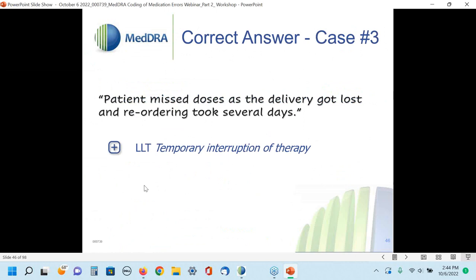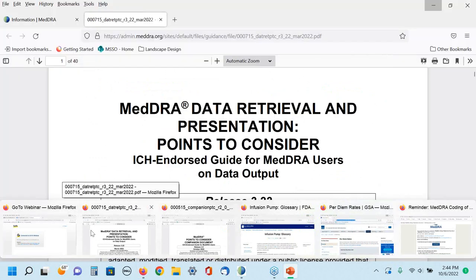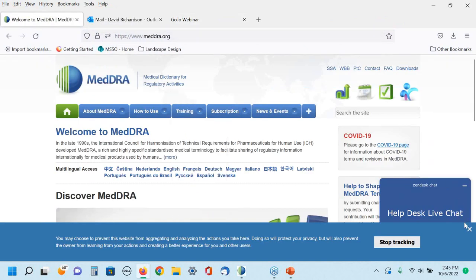Perfect. Any other questions? And our final question is just if you could please show on the website where they can find the points to consider companion document. Absolutely. So let's go to the website. So here is the website.